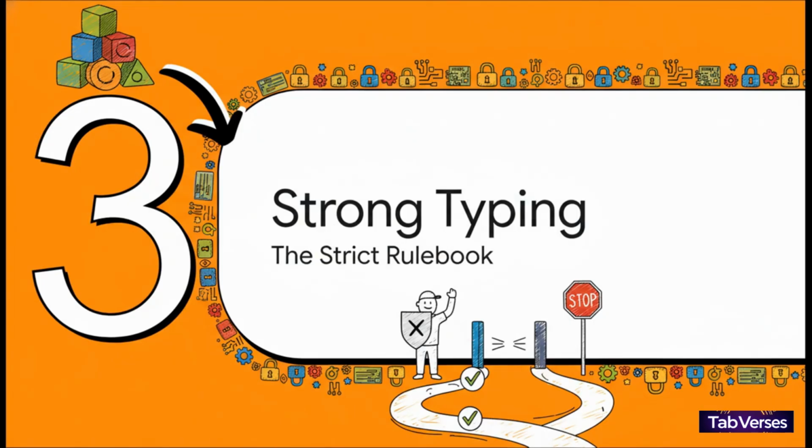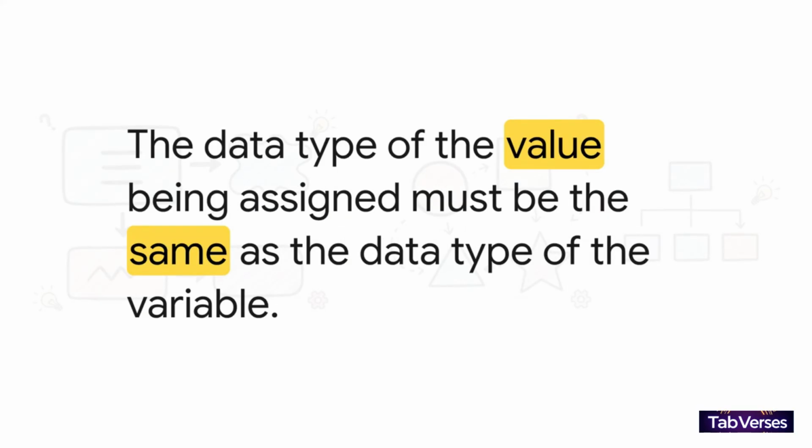Okay, this leads us to a really key idea in AL, something that makes it incredibly robust and reliable. It's all about a strict set of rules for your data. And trust me, you'll come to see these rules as a very good thing. So here's the big rule. AL is what we call a strongly typed language. That sounds technical, but all it really means is this.